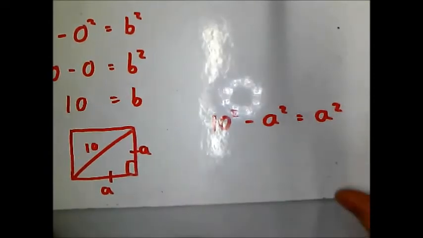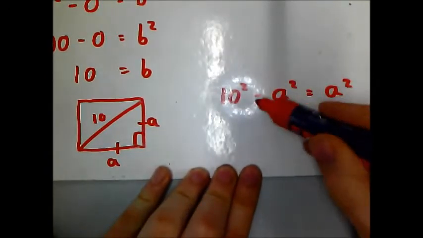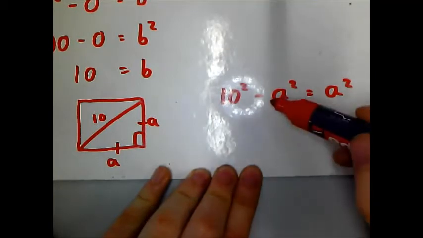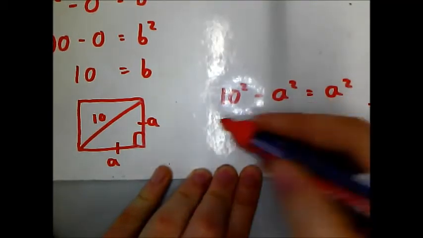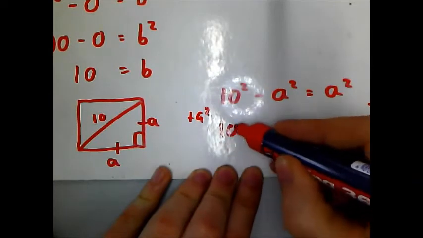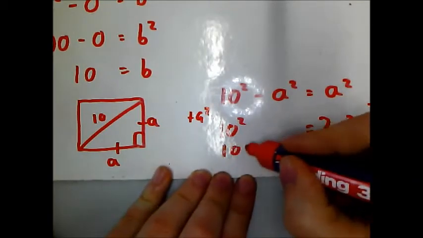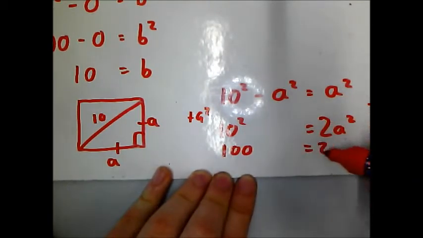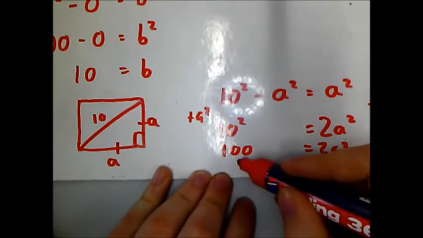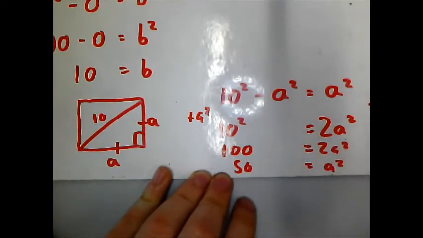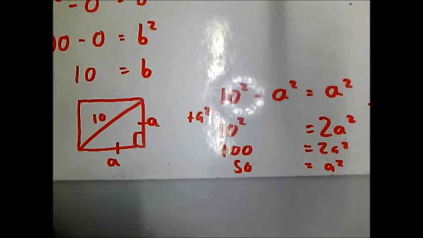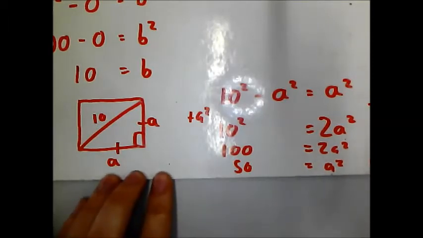Now to solve this, I want to get all the a's by themselves. So I'm going to add a squared to both sides, and I get 10 squared equals 2 lots of a squared. I then get 100 equals 2a squared. Divide by 2, I get 50 equals a squared. So when I square root this, square root of 50, I get about a equal to 7.07.